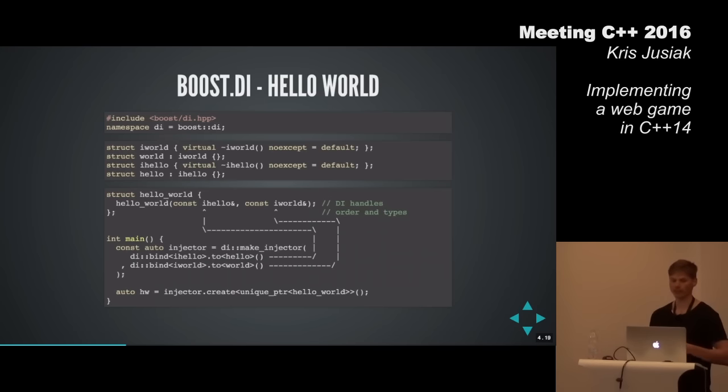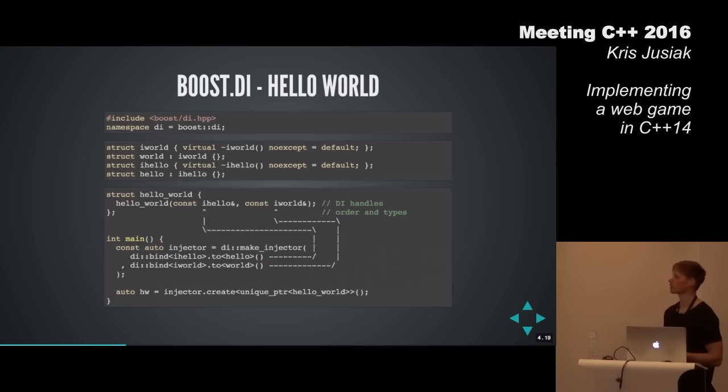So instead of creating Hello World and passing objects, we just bind them before. For example, we have two interfaces here, iWorld and iHello, and we would like them to be passed into our Hello World. So we just bind iHello to hello, iWorld to world, and after that we just create a Hello World. And appropriate types and objects will be passed into the Hello World.